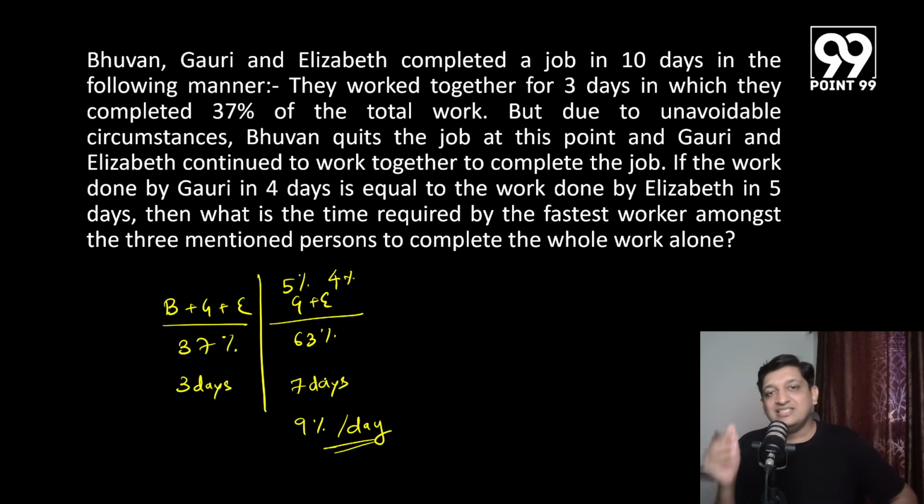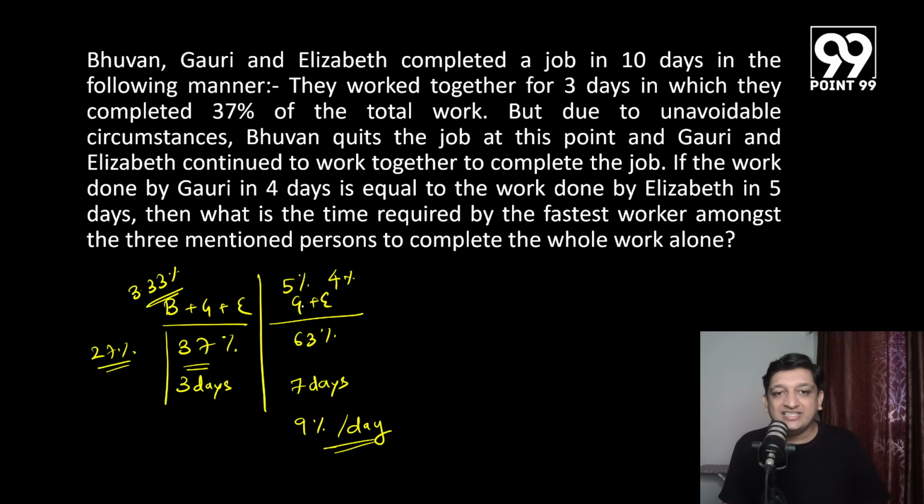So we can definitely say that Gauri is the faster between the two. But what about Bhuvan? We can see that they did 37% in 3 days, out of which 9 into 3, that is 27%, would have been done by Gauri and Elizabeth, which basically means Bhuvan did 10% in 3 days, or Bhuvan did 3.33% of the work every day. So Bhuvan is even worse than Gauri or Elizabeth.